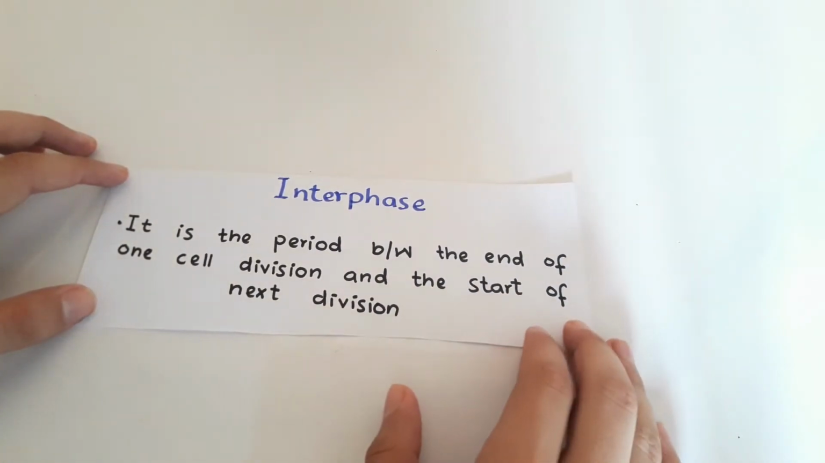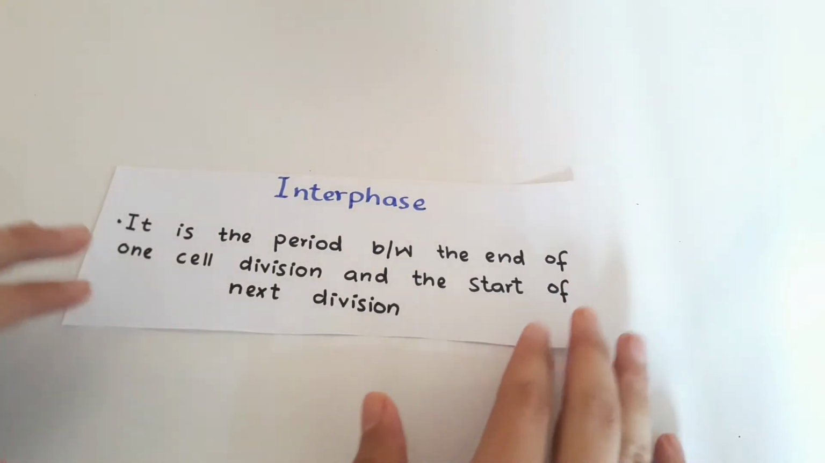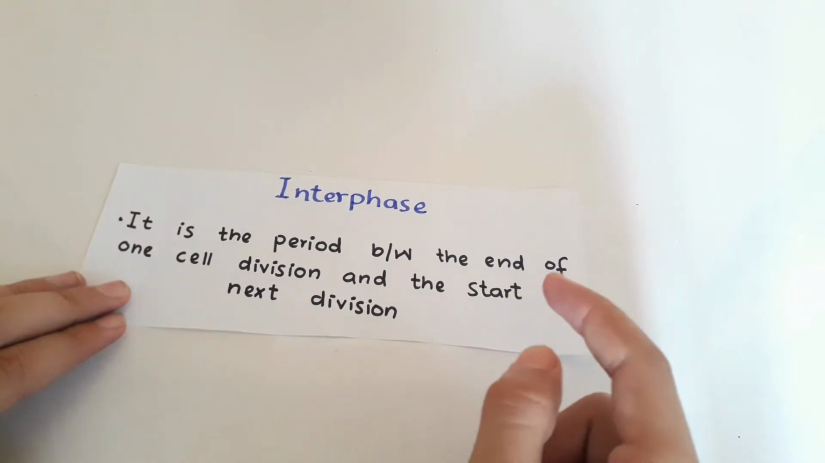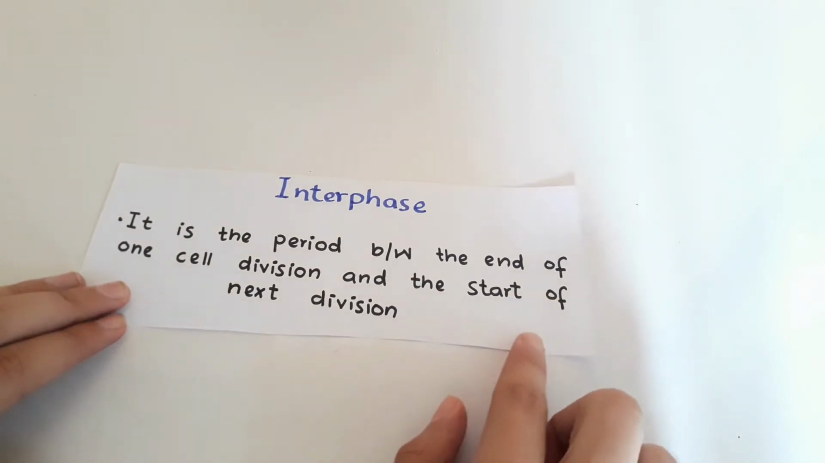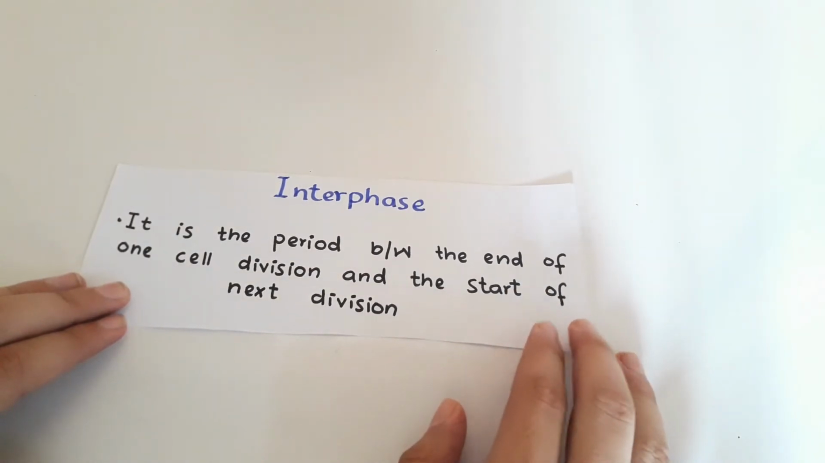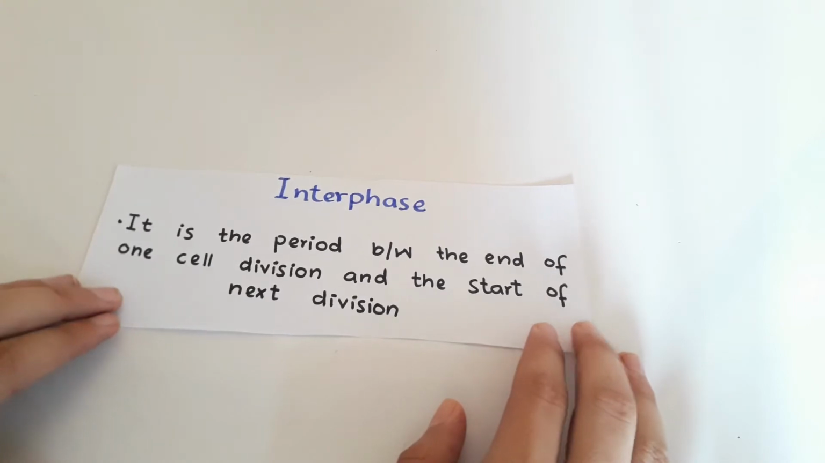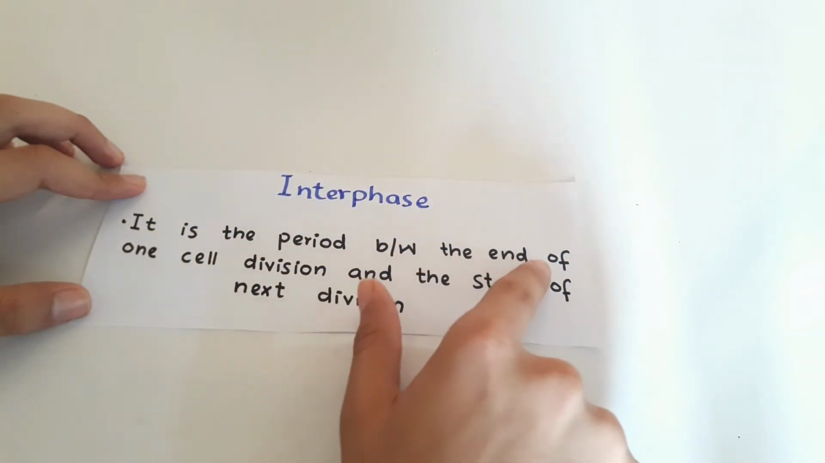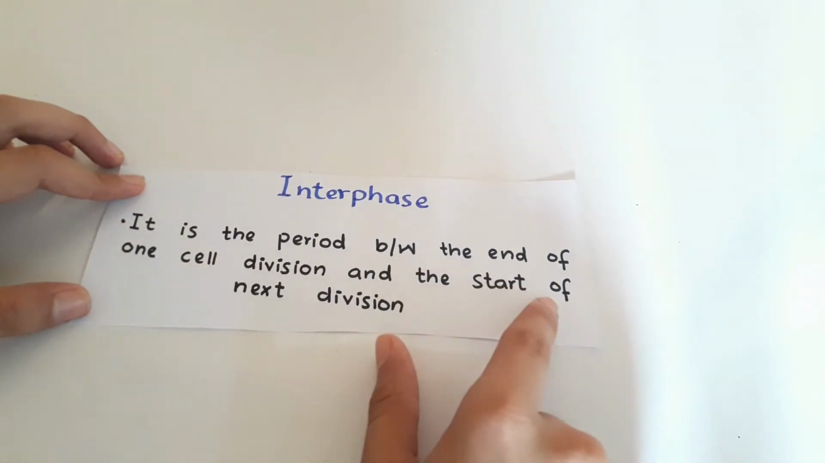Basically, interphase is the preparation phase of a cell for division. In this phase, the cell completely prepares itself for division. It may be mitosis or meiosis. So, interphase is the period between the end of one cell division and the start of the next division.